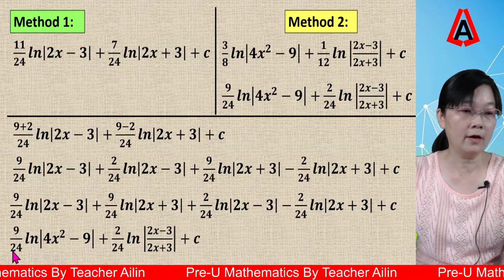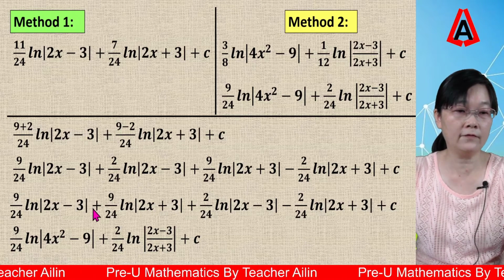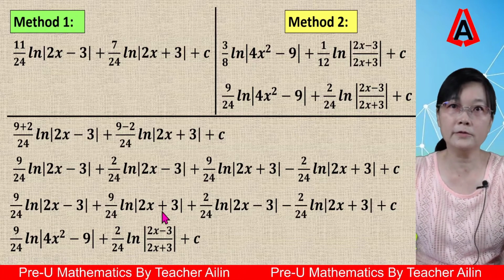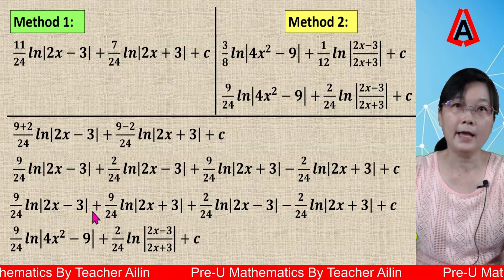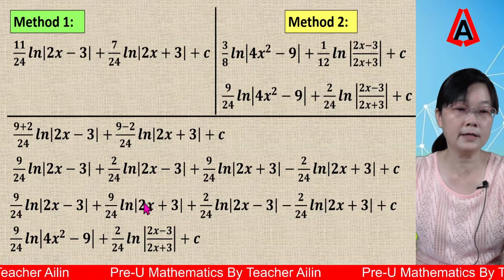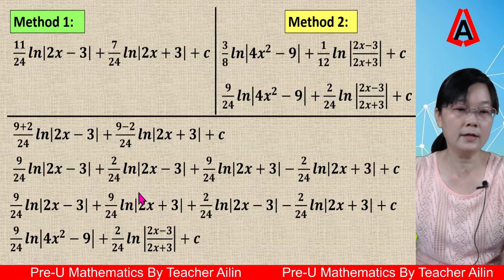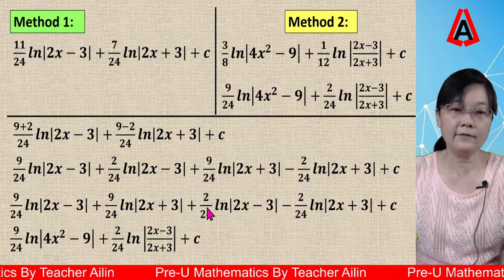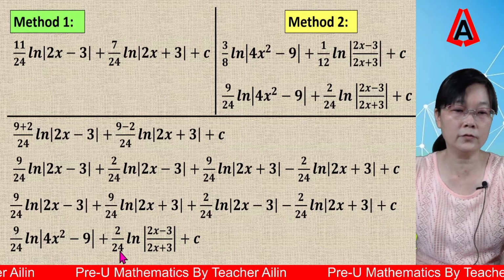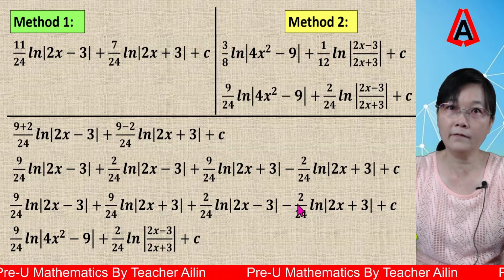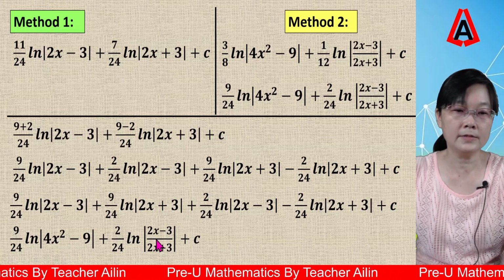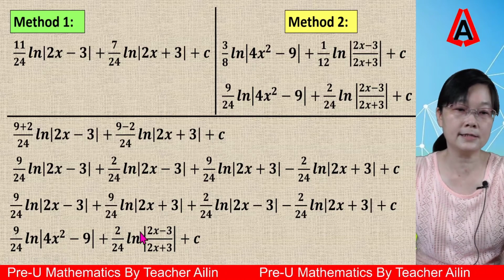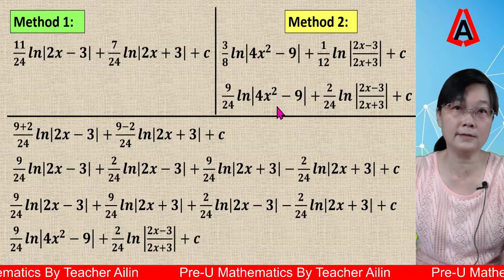When I factorize the coefficient, so I get 9 over 24. So after factorize the coefficient, I can combine the ln by using the law of logarithm where addition becomes multiplication. So when I multiply this one with this one, then I'll get this one. As for this one, similarly, I factorize the coefficient 2 over 24, and by using the law of logarithm, minus becomes divide. So when we compare this answer, actually the answer is the same as the answer that we got in method 2.